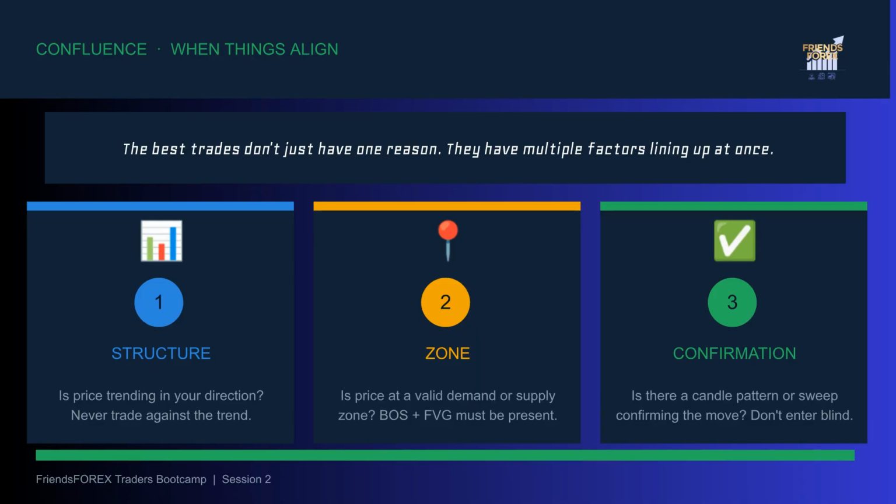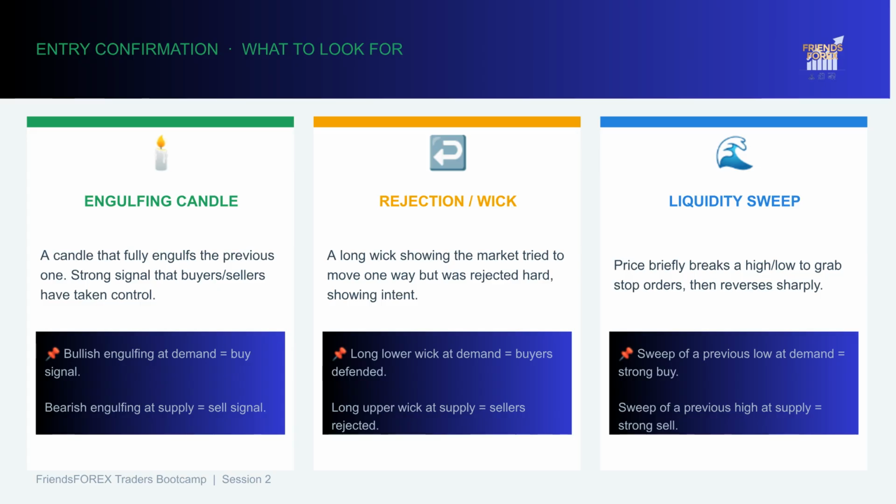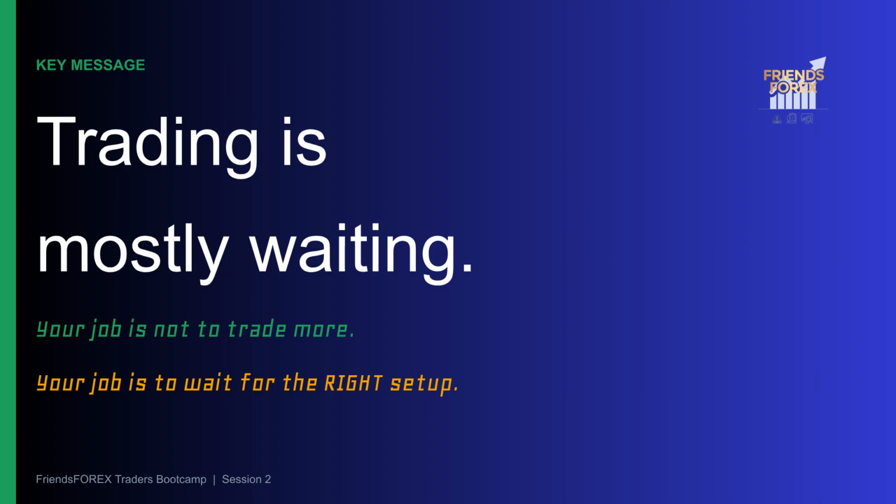For entry confirmation, look for 3 things: an engulfing candle, indicating buyers or sellers have taken control; a rejection wick, showing the market has rejected a level; or a liquidity sweep, where price briefly grabs stop loss orders before reversing sharply. The key message is that trading is mostly waiting. The job is not to trade more, the job is to wait patiently for the right setup to materialize.